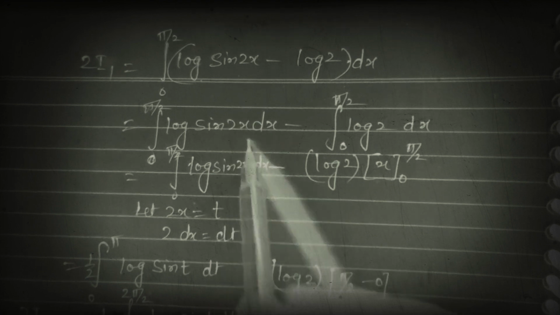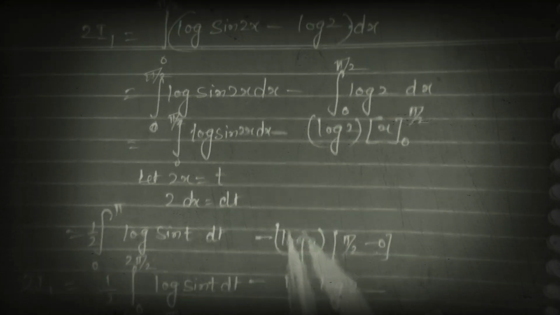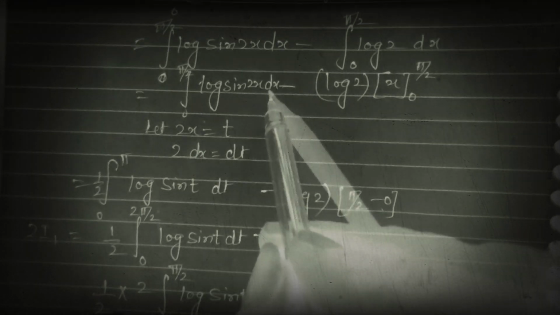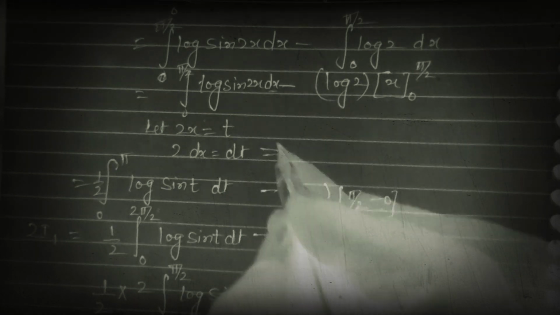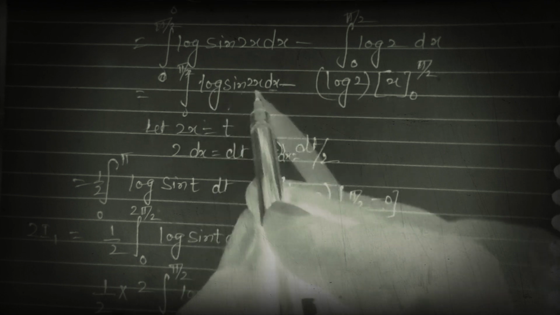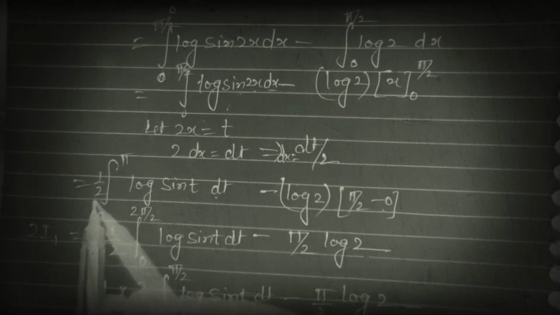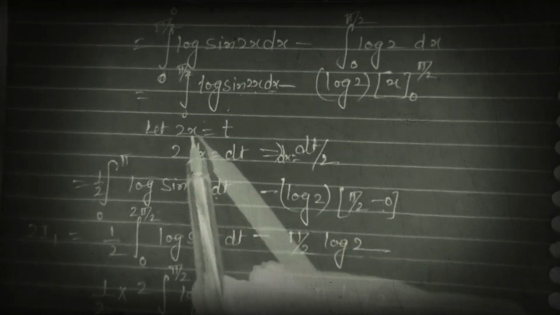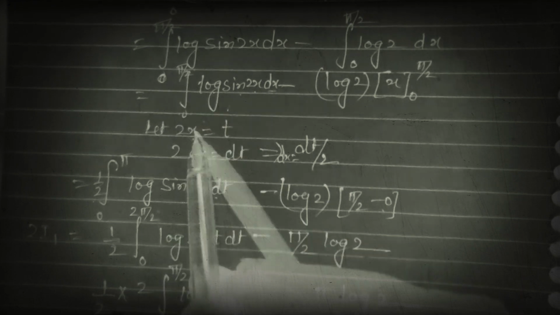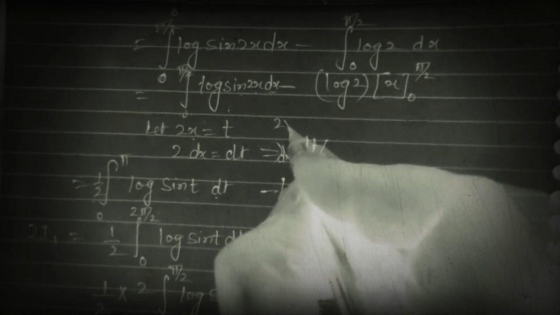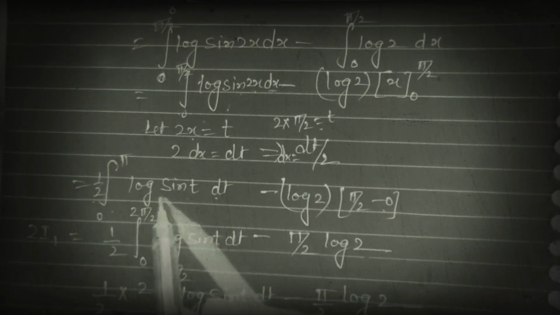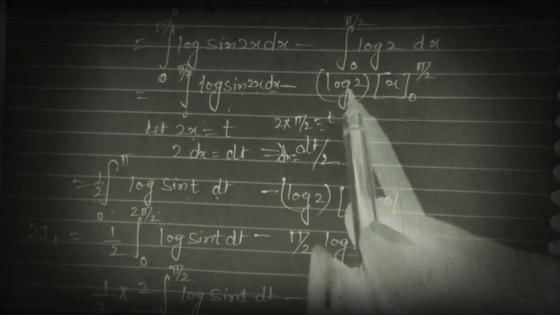If we let 2x be t, suppose 2x as t, the derivative is 2, so 2 dx is equal to dt. That means dx is equal to dt upon 2. Clear? So it is log sin t dt upon 2. But we will change the limit also, because if x is 0, then t will be 0, but if x is π/2, it is 2 into π/2, so t will be pi. So it is 0 to pi log sin t dt, minus log 2 as it is.